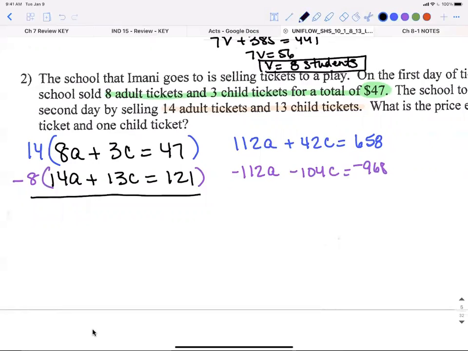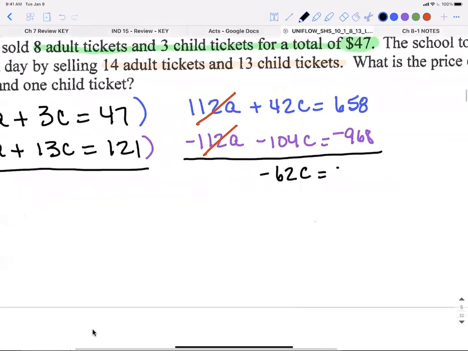All right, so now we're ready to set it up. As we planned it, our 112 and negative 112 cancel out, which is what we wanted to happen. We have 42 minus 104, which is negative 62C. And we have 658 minus 968, which is negative 310. And when we divide 310 by 62, we get 5. And again, we're dividing both sides by a negative 62. So you do end up with a positive 5.